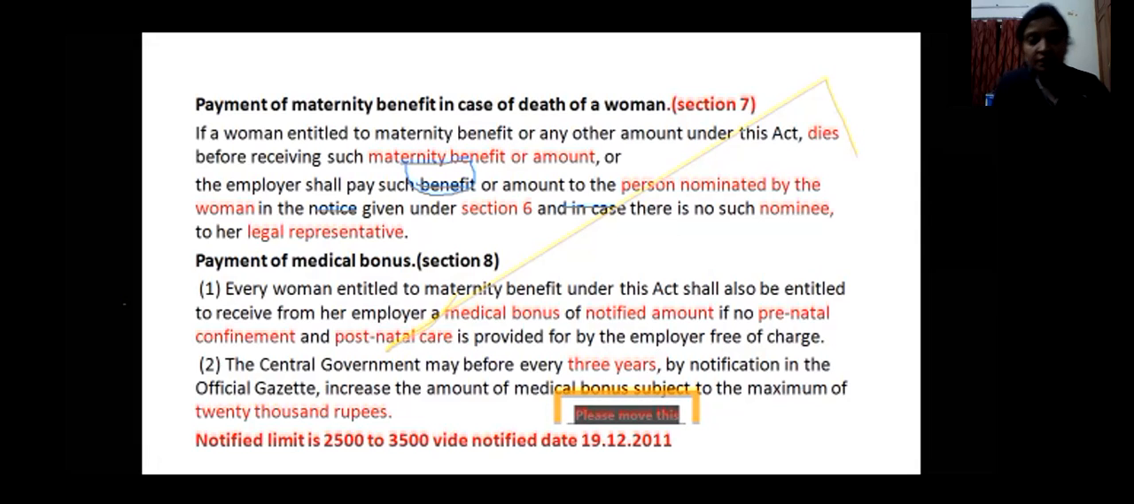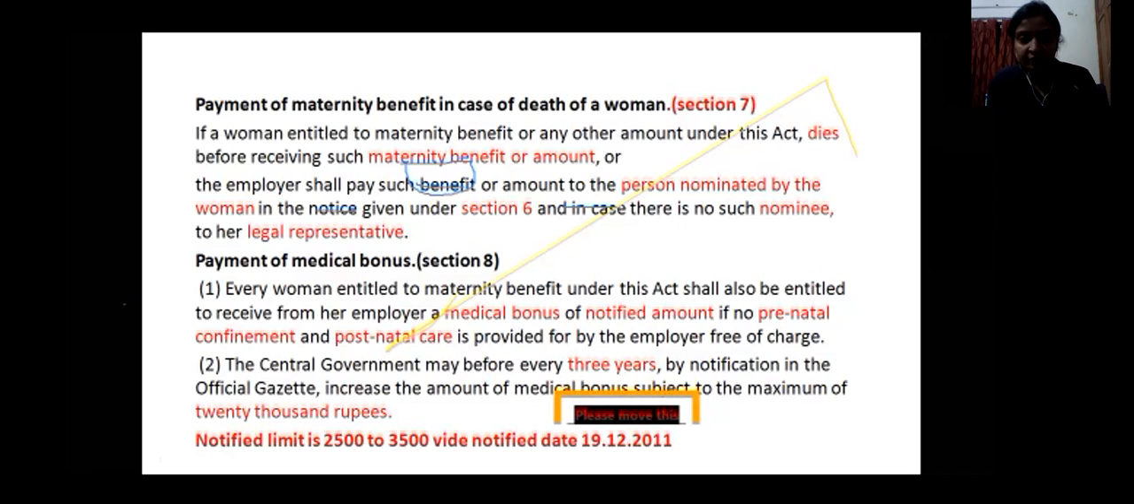आई एम कमिंग टू द लाइंस. एवरी वुमन इंटाइटल्ड टू मैटरनिटी बेनिफिट अंडर दिस एक्ट शैल आल्सो बी इंटाइटल्ड टू रिसीव फ्रॉम हर एम्प्लॉयर अ मेडिकल बोनस. जिसको मैटरनिटी बेनिफिट मिलना है, जिस वुमेन को, उसको कुछ एक नोटिफाइड अमाउंट मेडिकल बोनस का भी होता है. दिस इज सेपरेट फ्रॉम हर सैलरी. सैलरी उसको मिलना है व्हेन शी इज एब्सेंट फ्रॉम हर वर्क.